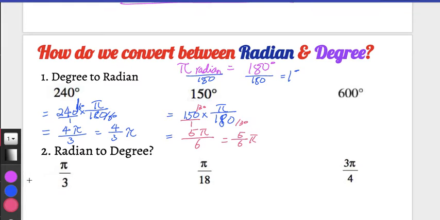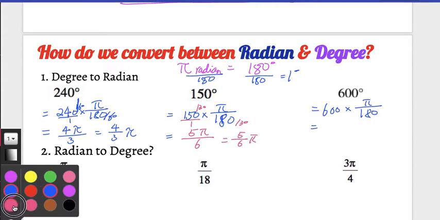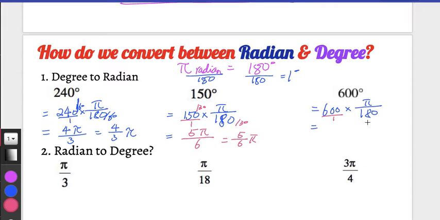Okay, so let's move on to the last one. Same thing, I'm going to use 600 times pi over 180, and then I'm going to simplify. Sometimes you notice you can simplify more, so just go for it. If you are not so sure, let's divide by 10 first.